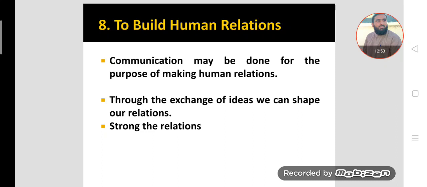We can't separate. We can't go away from others, because we are living in society, in community, in certain locality or certain areas. We have to communicate. We have to build relation with others, because we are human beings. Okay, we need relations. We have relations with others. So these relations are built upon the communication. Through the exchange of ideas, we can shape our relations.